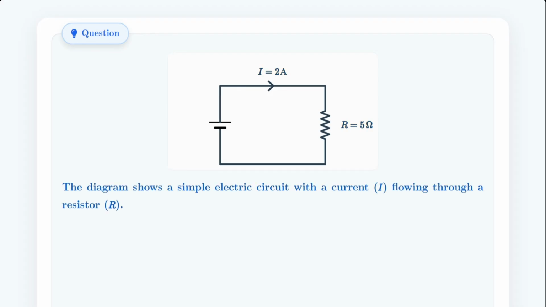The question is, the diagram shows a simple electric circuit with a current flowing through a resistor. How much heat is generated in the resistor in 10 seconds?